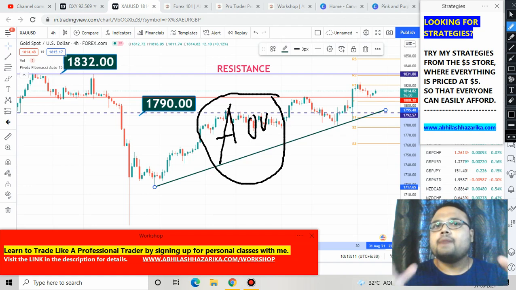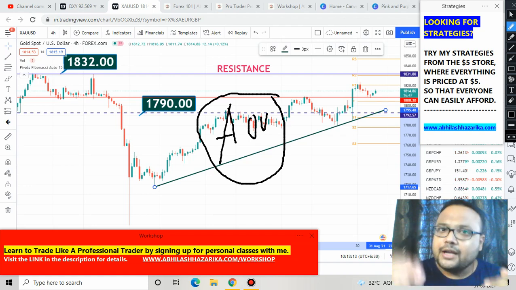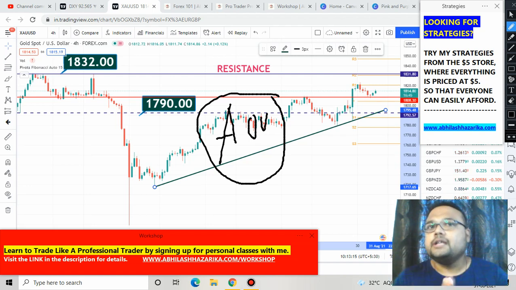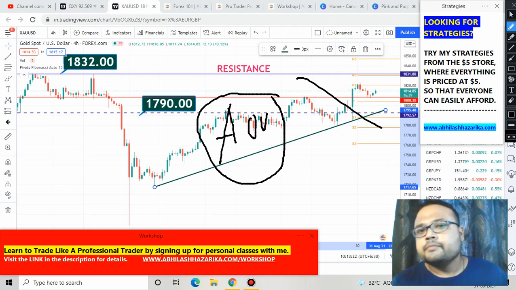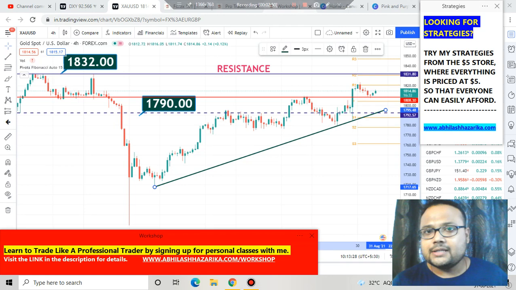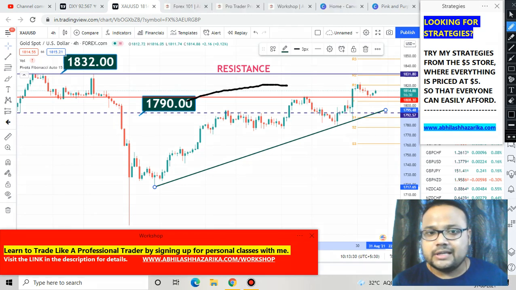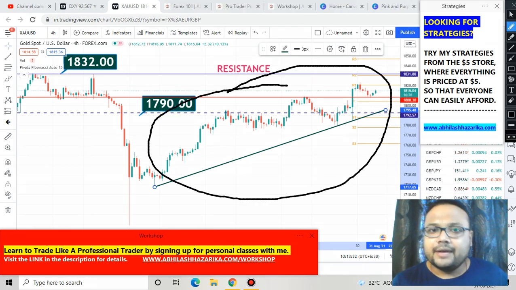In an uptrend market, the best buying opportunity is always near the support. Whereas in a downtrend market or in a falling market, the best selling opportunity is always near the resistance. And as you can see right now that gold USD is in an uptrend, therefore the best buying opportunity will also be near the support. And we have got a few supports here, so let's try to understand the support here.